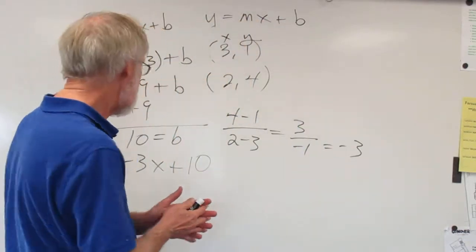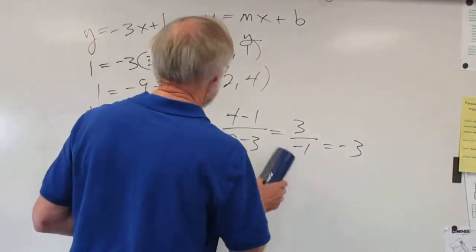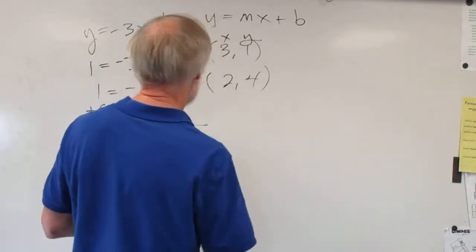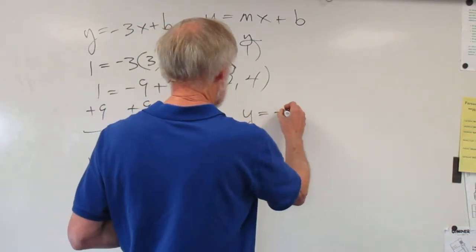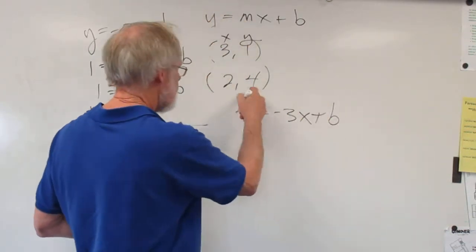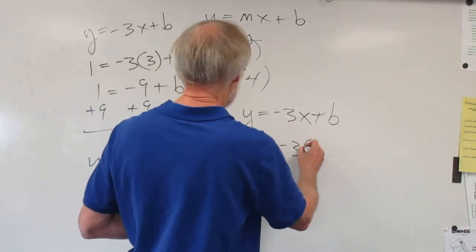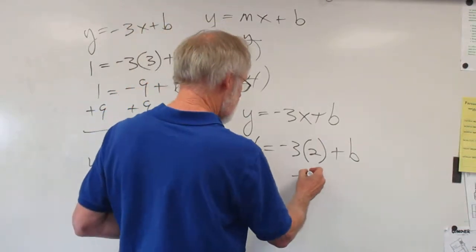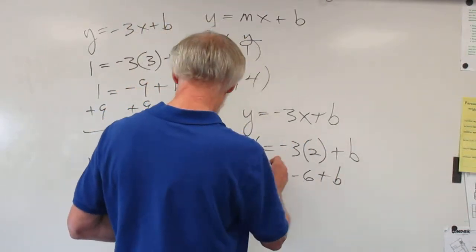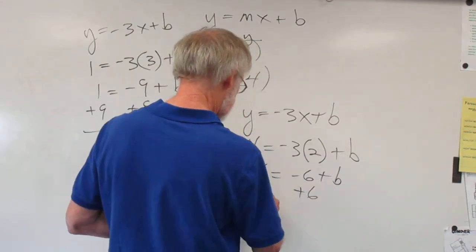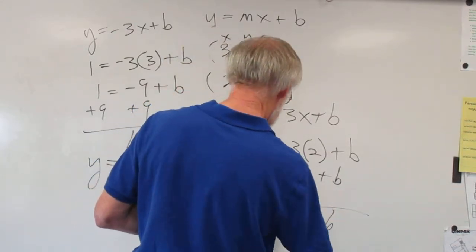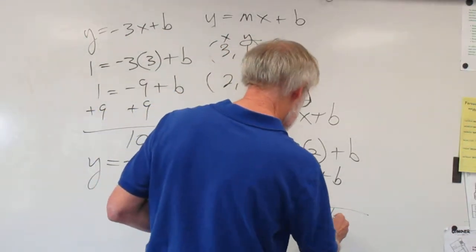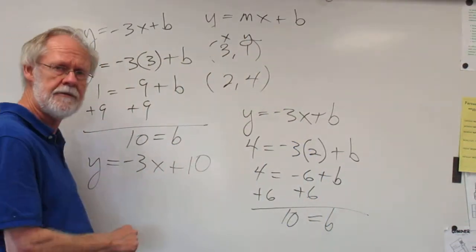All right, that's the solution, -3x plus 10. But let's try it the other way. Let's suppose instead that we took the second point, (2, 4). So let's do that over here. I have y equals -3x plus b, and I'm going to take 4 equals -3 times 2 plus b. So I'm putting in the other point. This is -6 plus b. 4 equals, I add 6 to both sides, and I get b equals 10. Exactly what we got over here, b equals 10. Therefore, I can put that back in, and I get y equals -3x plus 10.